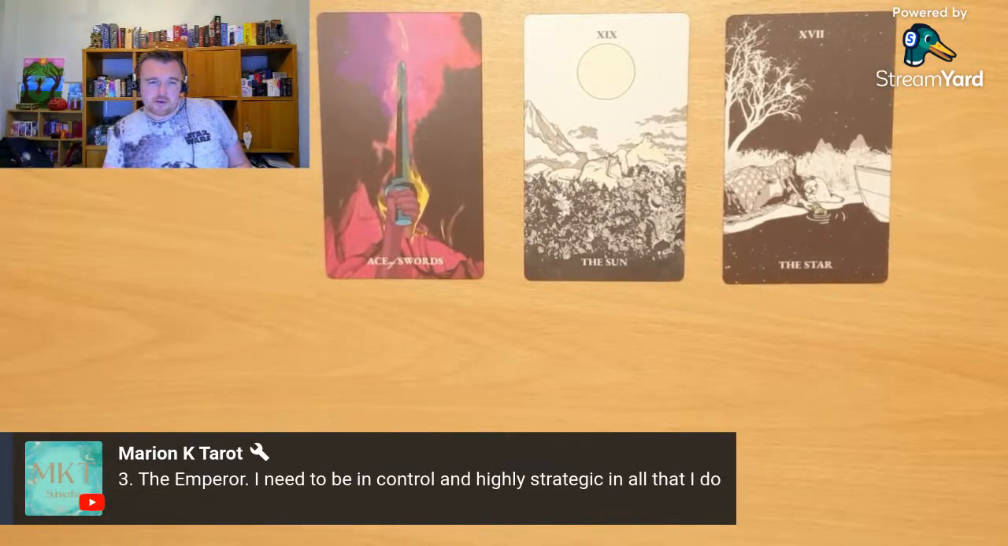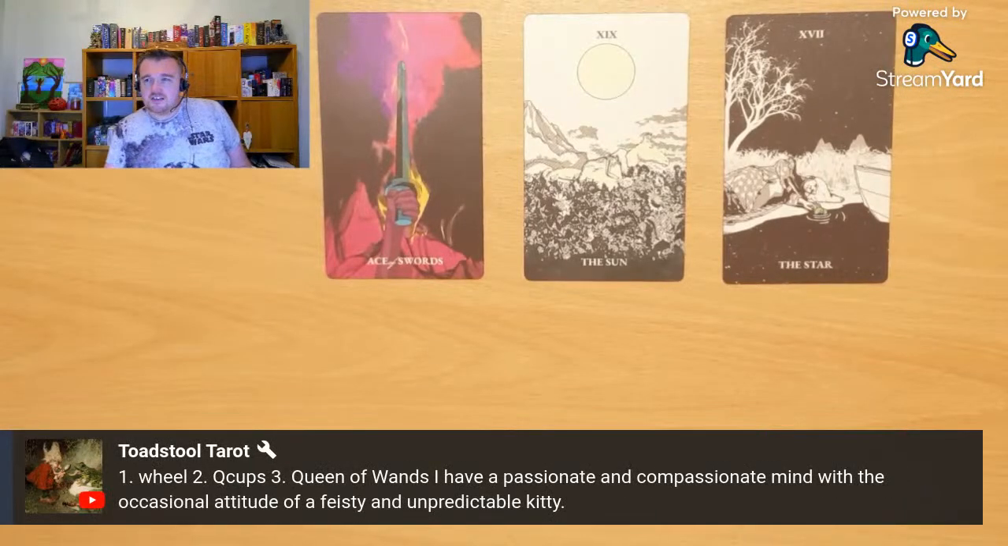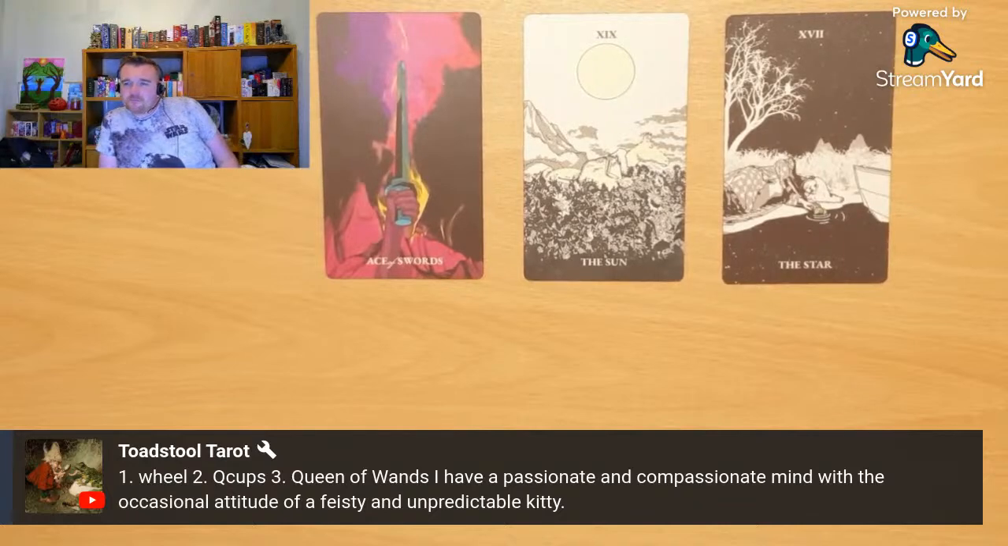Marrying the Emperor, I need to be in control and highly strategic in all that I do. Very nice. The Queen of Cups for Robin: have a passionate and compassionate mind with the Queen of Wands. Did I say that? I have a passionate and compassionate mind with the occasional attitude of a feisty and unpredictable guy.